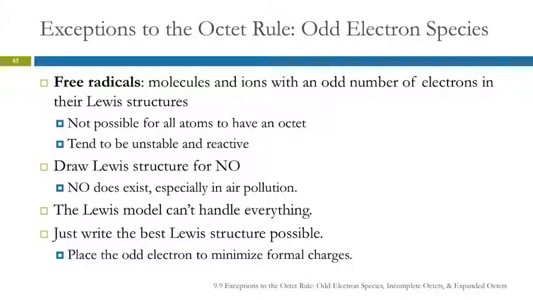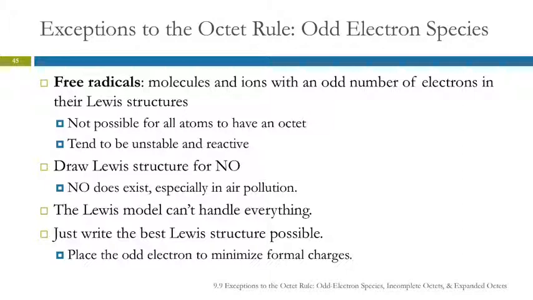So we're talking about Lewis theory, and we've gone over how to write Lewis structures, and we've covered the octet rule. So, of course, there have to be exceptions to rules, right? So there are molecules that have an odd number of electrons. If you have an odd number of electrons, it's not possible to make a Lewis structure where all of the atoms have octets.